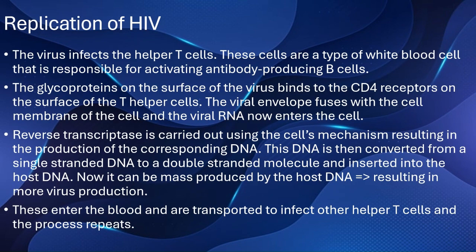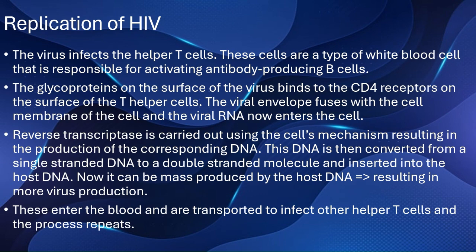So the virus infects the helper T cells, and these cells are the type of white blood cells that is responsible for activating antibody producing B cells. So from that, you can clearly see why it affects the immune system, because it's the B cells that produce the antibodies, which is what you need to fight different conditions, different pathogens in the body.